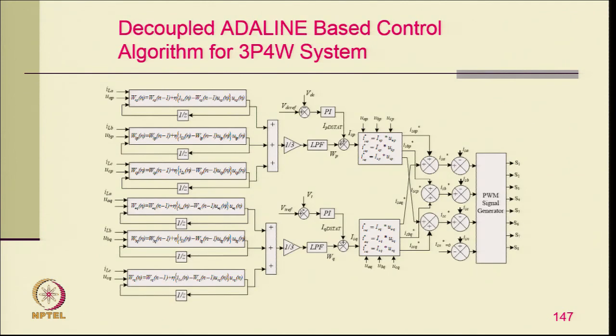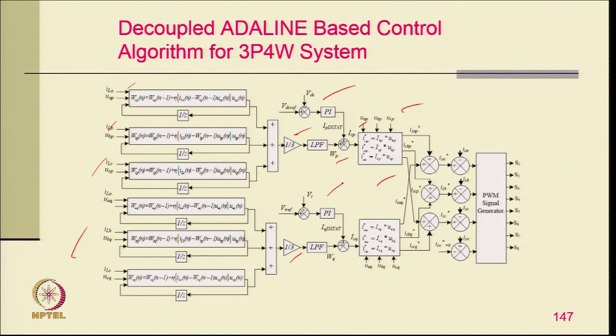So, this is the algorithm to extract the fundamental for all 3 phases, the active component and the reactive component. This is the active component. We have a DC link voltage regulator, so that we get the active component of current of the generator, multiplied by the template. So, we get the 3 phase reference current of the active component, and similarly for the reactive component we get the load current.